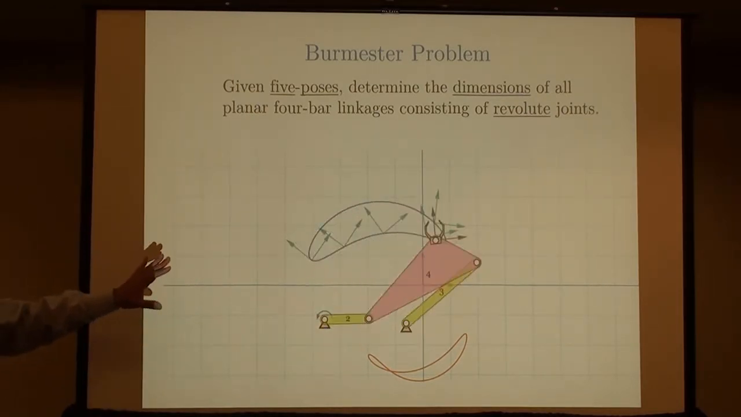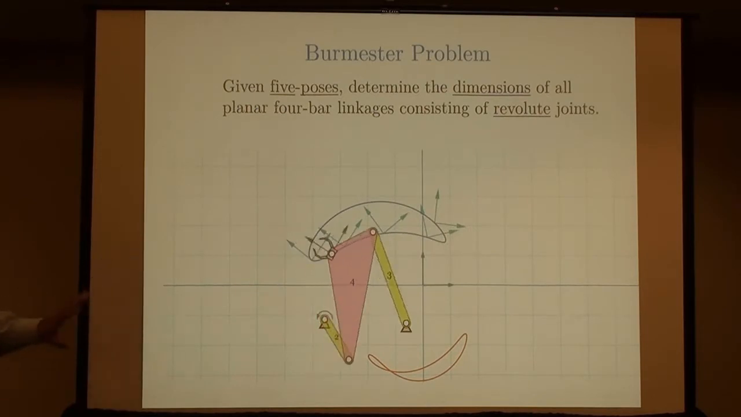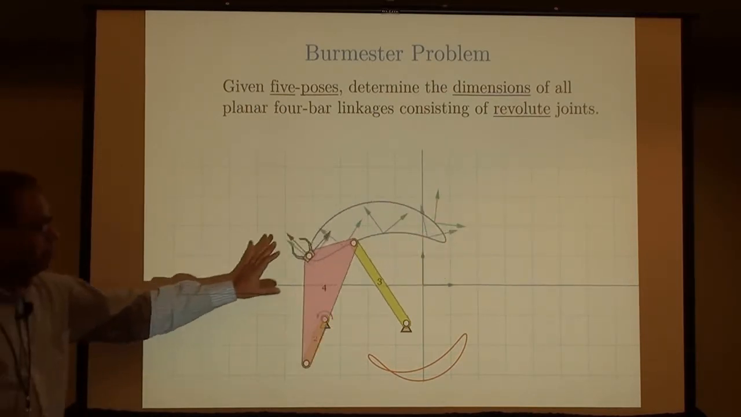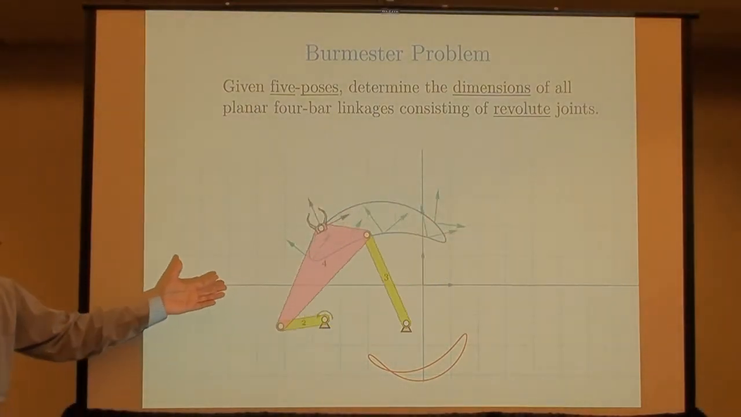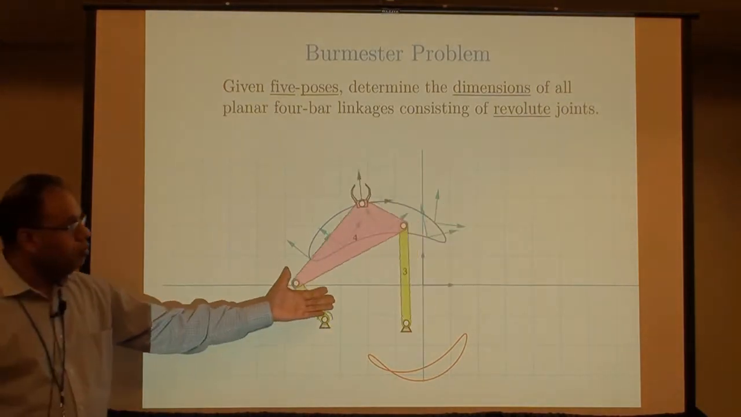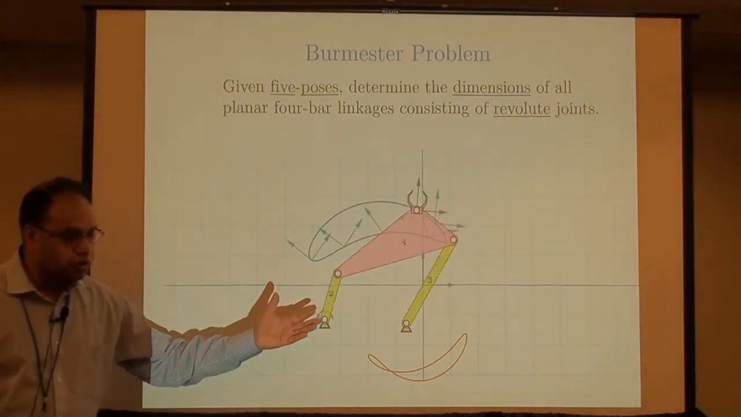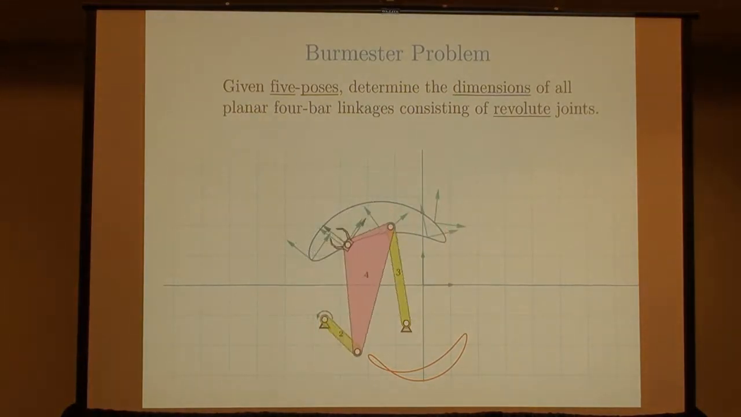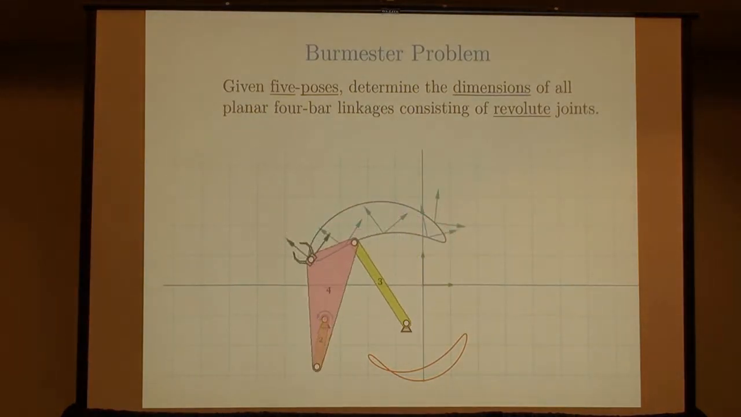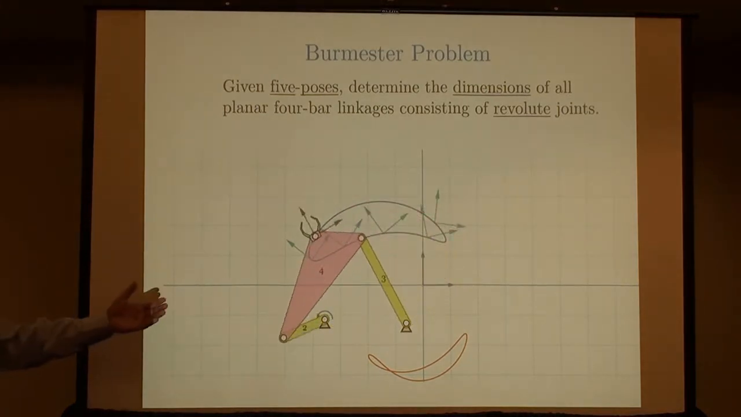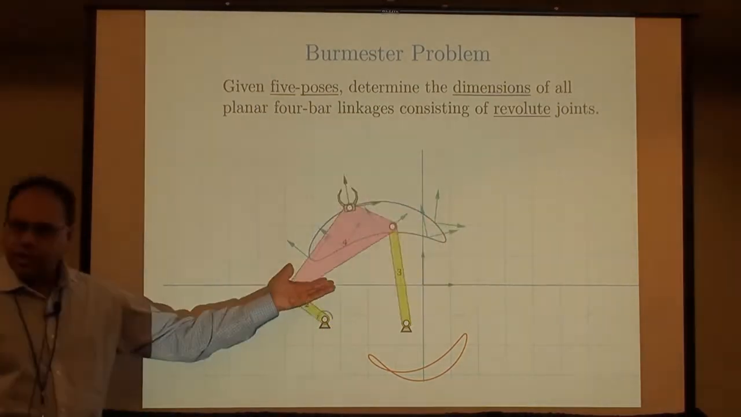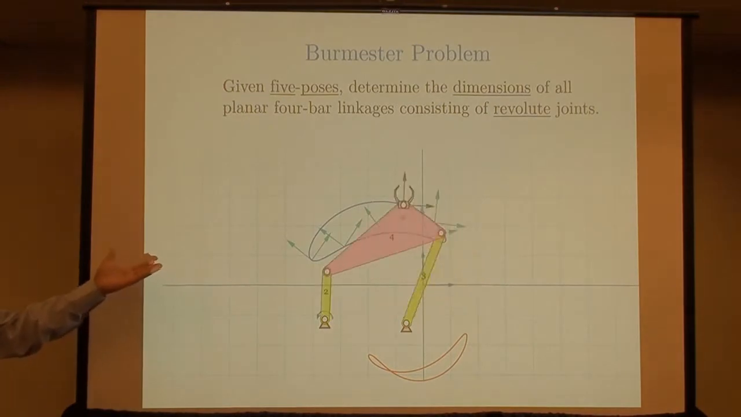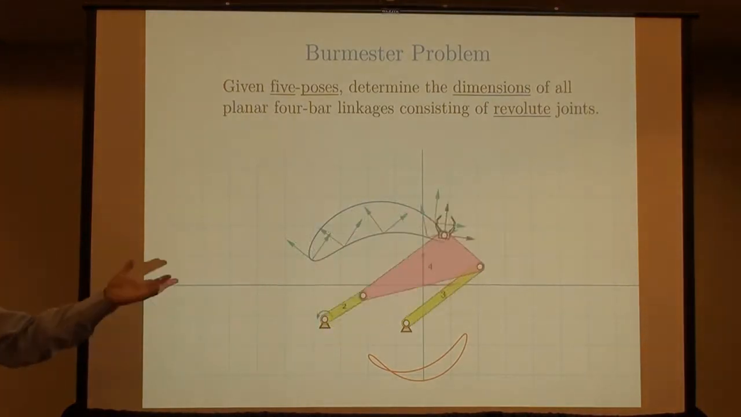It's a 100-plus-year-old problem, which is described very simply: if you have five positions, it's a motion generation problem, then give me a linkage system with all revolute joints such that it can go through the five positions. And of course, there are a ton of ways you can do this. You synthesize the structural equations, you solve them, and if you're lucky, you will find all of them on the same circuit, same branch, in the right order, but of course, that doesn't happen.